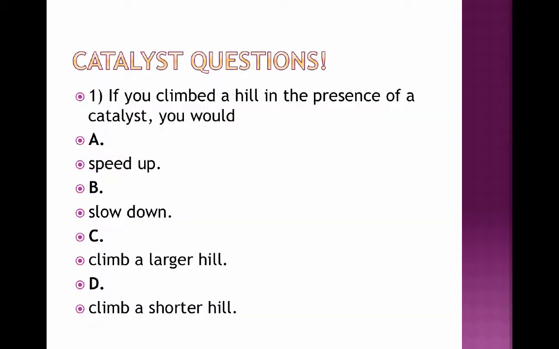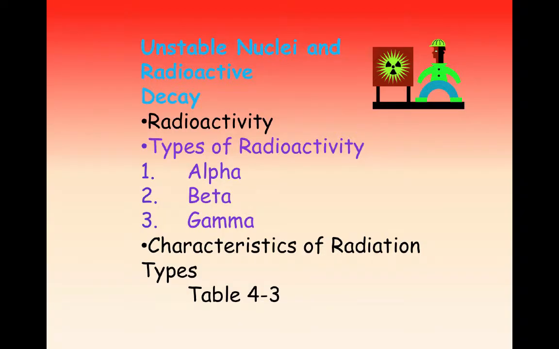All right, so if you climbed a hill in the presence of a catalyst, would you speed up going up the hill? Would you slow it down? Would you climb a larger hill or climb a shorter hill? And the answer should be D. It would lower the hill that you're climbing, because remember that catalysts lower the activation energy.